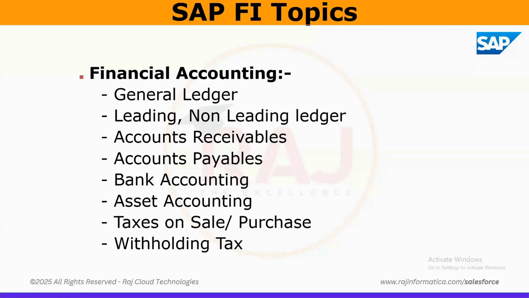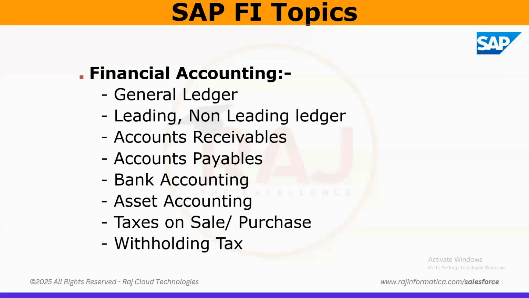So in the SAP Finance module, you will find the same topics that we usually use in accounting. Those topics are general ledger. First, we start with the org structure, which is the name of your company and all basic setup, like which financial year you are going to use. Then we have general ledger accounting, leading and non-leading ledger, accounts receivable, which deals with your customers, accounts payable, which deals with your suppliers or vendors. Bank accounting means the company has its own bank account, so that can be designed in the SAP system.